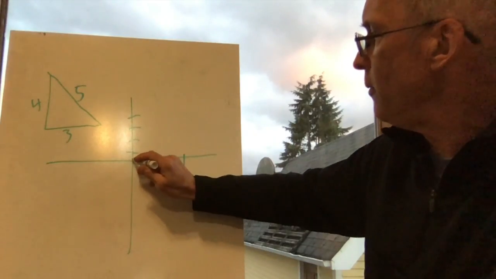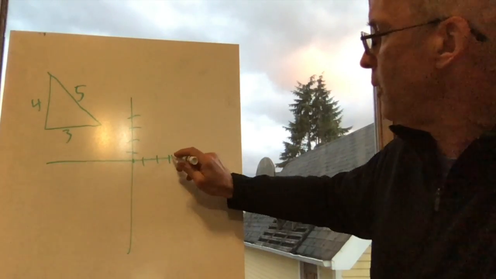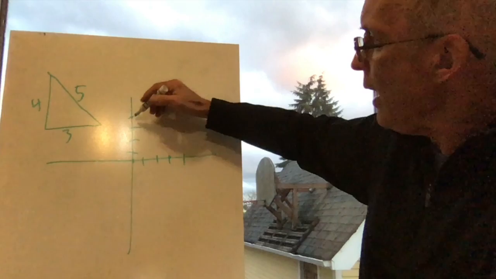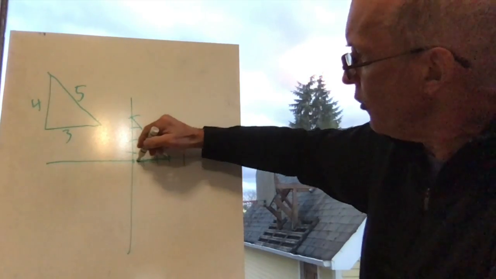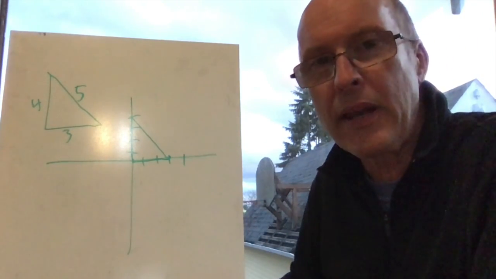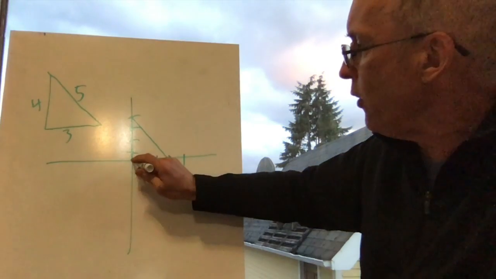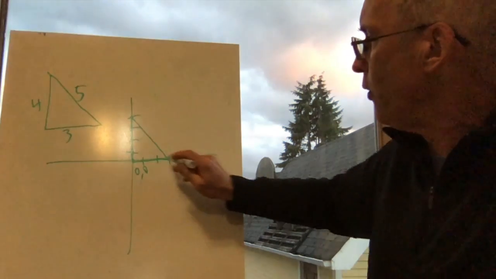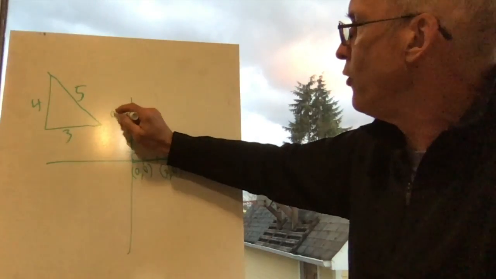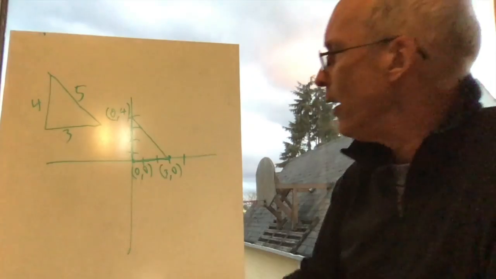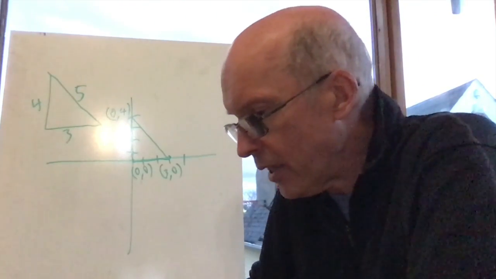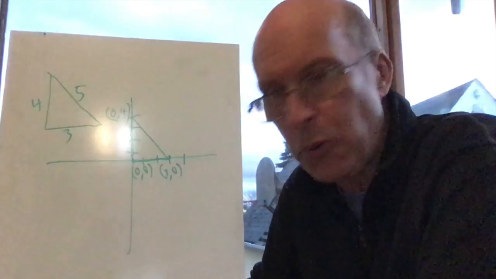So we start at the origin, go over 3. This side we're going to go up 4, 1, 2, 3, 4. And then we connect those two. And so this triangle now is placed on a coordinate plane. And so we can deal with these different points. We know that this point is 0, 0. We know that this point is 3, 0. And we know that this point is 0, 4. And it's just handy to have it like that, okay? So that's the first thing they ask you to do, be able to place this on a coordinate plane.